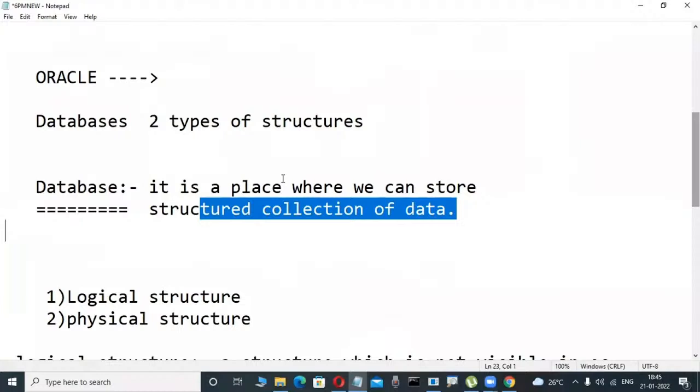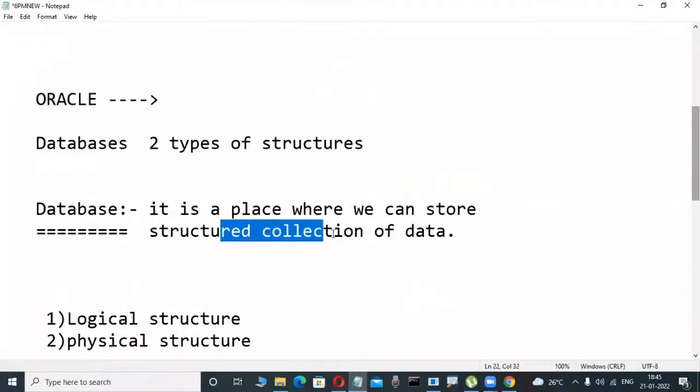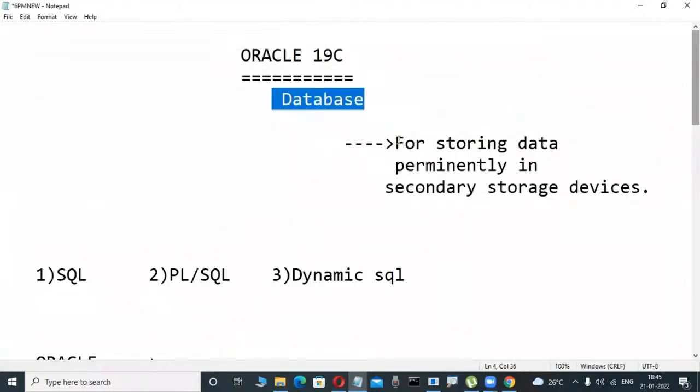Understood? Yes. Now Oracle is a product from Oracle Corporation. In our course we are learning the 19c version. This is a database product. If anybody asks what a database is, as a developer we say it is a place where we can store a structured collection of data. That is the logical side. What is the purpose of databases? Not only storing data permanently, but also retrieving and fetching the data in an efficient way.